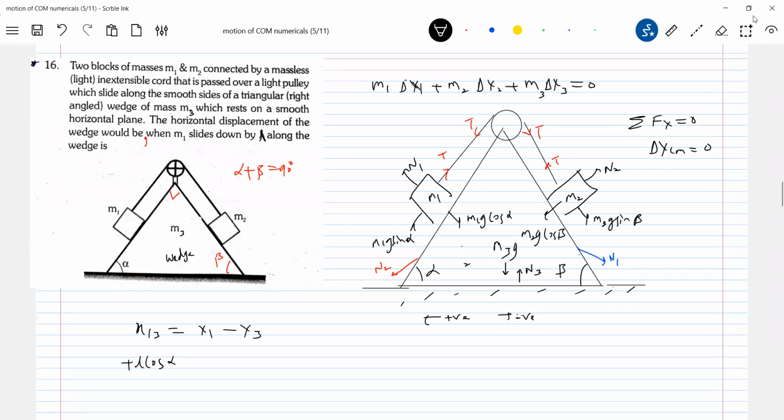Shall we put a sign on L cos alpha? It will move a distance L along the incline. Resolve that: L cos alpha. Then we don't know this delta x1. Then the displacement of the wedge: yes, it will shift towards the right, we'll assume, so negative. So therefore, what is delta x3?